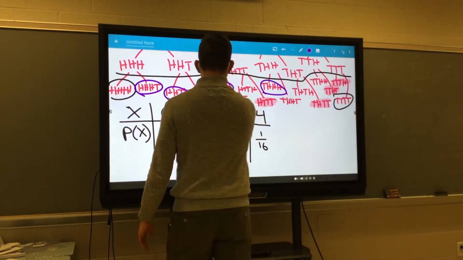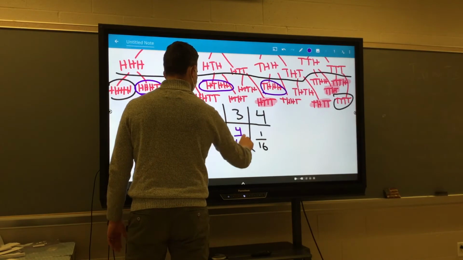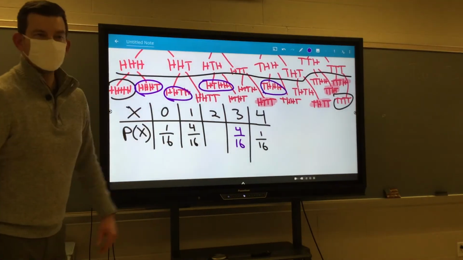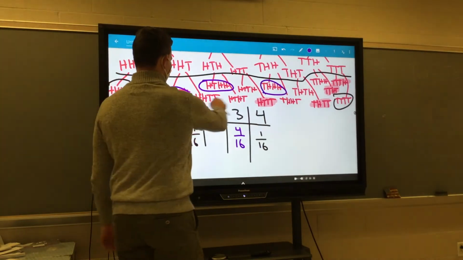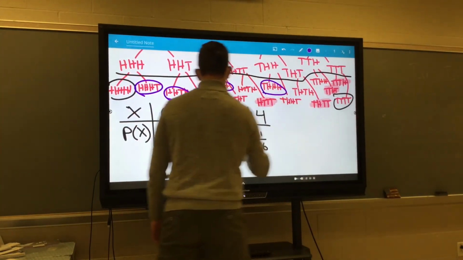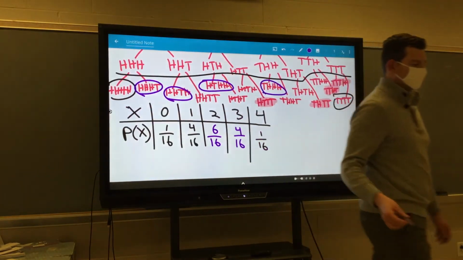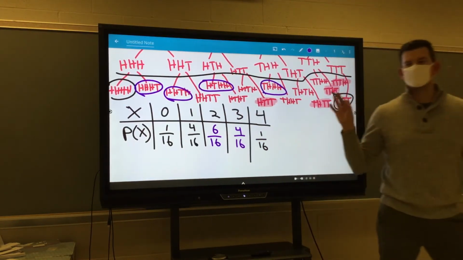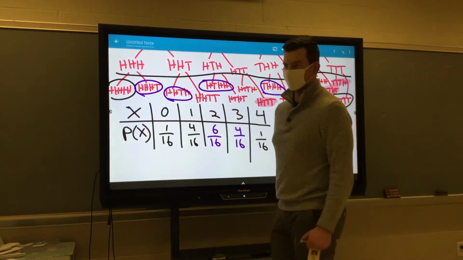This one. So again, 4 out of 16. Everything else has 2 heads, 2 tails. 1, 2, 3, 4, 5, 6. 6 out of 16. This is a probability distribution. All 16 possible outcomes are accounted for. These all add up to 1.